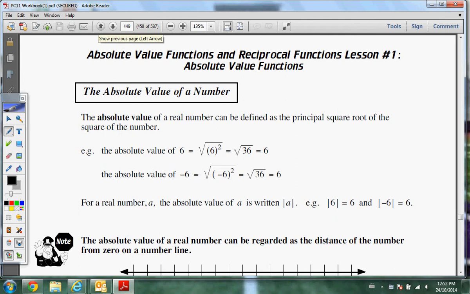If I have negative 12, that's 12 spaces from zero. If I have 14, that's still 14 spaces from zero. Some people think absolute value is just switching the sign, some think it's the opposite, some think it's just never negative. I would say distance from zero.